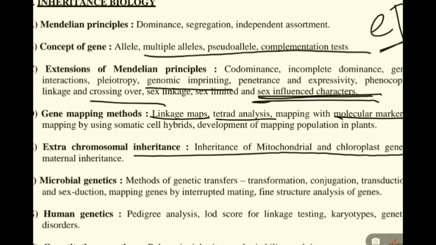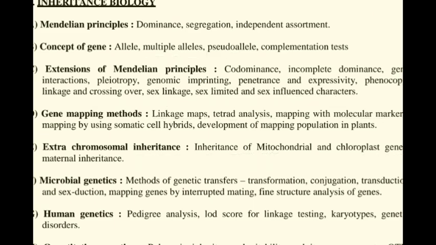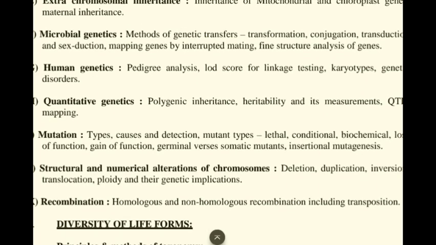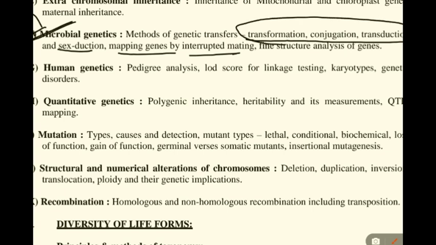extrachromosomal inheritance, position effect, then maternal inheritance, maternal effect, interrupted mating, microbial genetics, about transformation, transduction, conjugation, sexduction, mapping genes, interrupted mating, transformation, conjugation and transduction. About human genetic disorders, how we calculate by using the pedigree chart of the particular family.